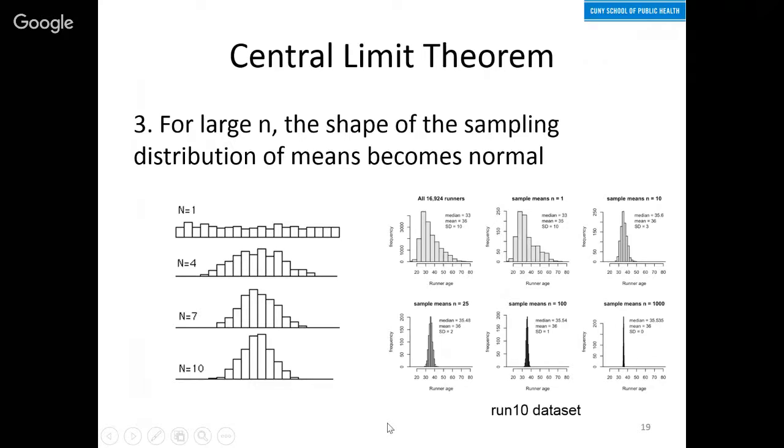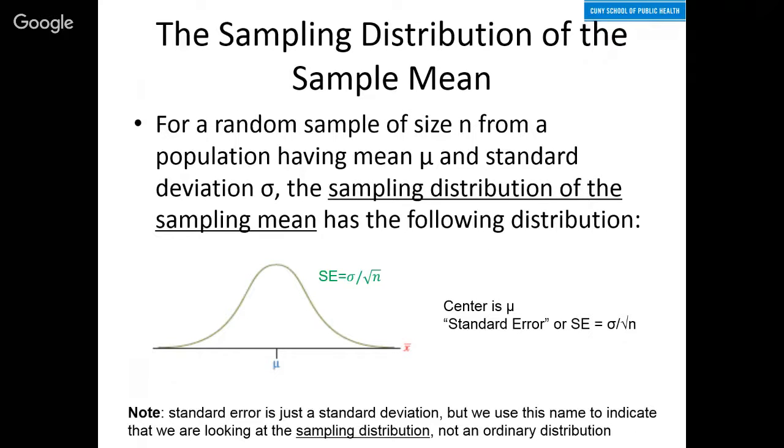And in fact, for a large enough sample, it makes no difference what the distribution of what we're observing is in the population. It can be skewed, it can be bimodal, it can be anything. It doesn't matter. The sampling distribution is normal with the same mean as the population and a standard deviation equal to the population standard deviation divided by the square root of n.